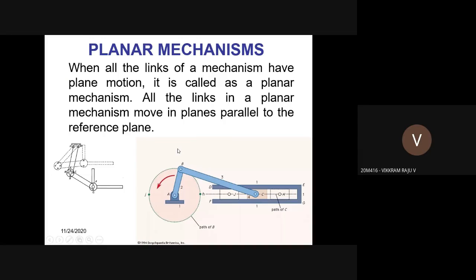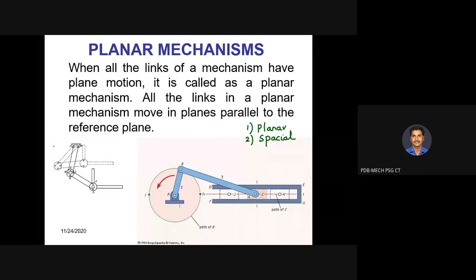Okay. Next we move on to planar mechanisms. As far as your syllabus is concerned, we are going to deal only with planar mechanisms. Normally we have two types of mechanisms, whatever the mechanism may be. One is planar mechanism and another is spatial mechanism. Planar அப்படிங்கிறது என்னன்னா, you read the definition. When all the links of a particular mechanism have plane motion, it is called a planar mechanism, which means that all the links in a planar mechanism move in a plane parallel to the reference plane.